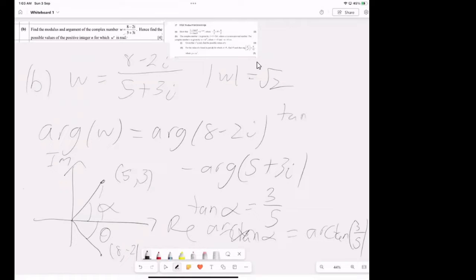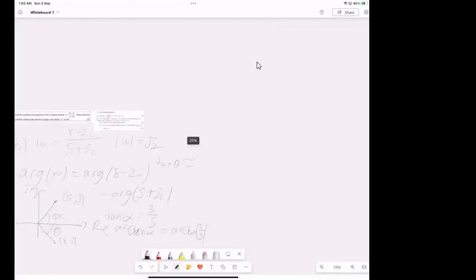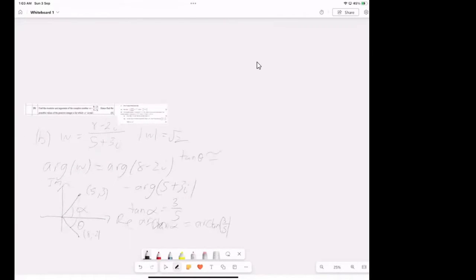So tangent theta equals 2 over 8, which is 1 over 4. So theta equals tangent inverse 1 over 4. So argument of W equals tangent inverse 1 over 4 minus tangent inverse 3 over 5. Let me just check whether there's any special value. I don't remember there being any special value, but it doesn't hurt to check.